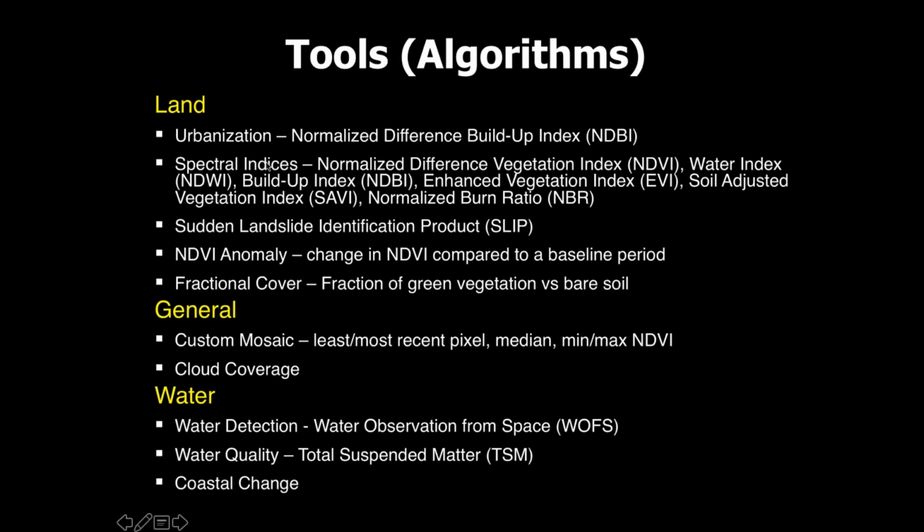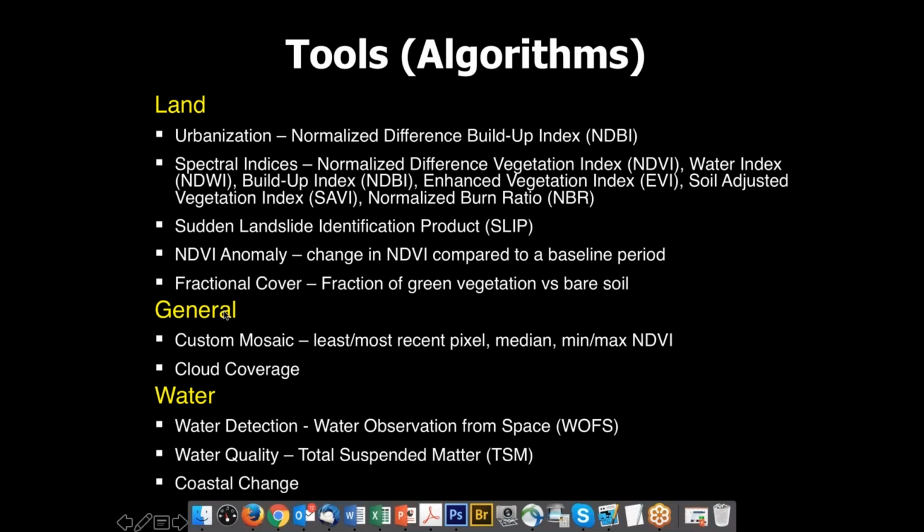That's built in. I'll show you how we can run that. And there's a whole lot of other spectral indices like vegetation index and enhanced vegetation and burn ratios. All those can be run. Fractional cover is another really good one, which is actually pretty good for the mining activity. And then I'll show you some examples where we do general mosaicing, cloud coverage, and water detection.